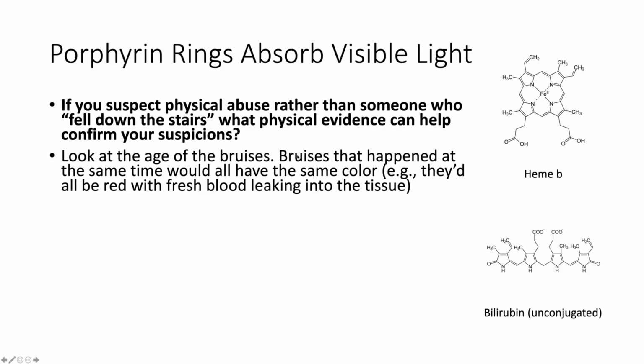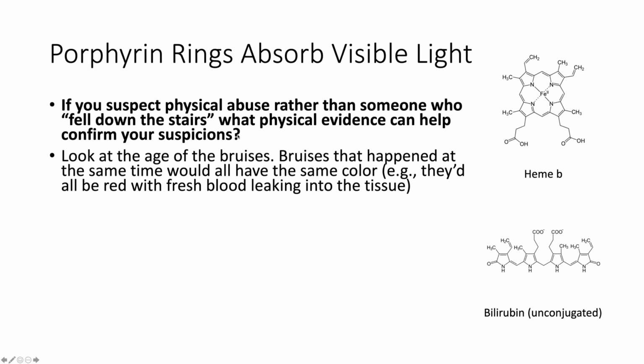So when you bleed into your skin, the breakdown of that blood is going to follow a very stereotyped process, right? Meaning if I have 5 bruises all at the same time, they should all look the same as they progress. So if you just fell down the stairs one time and got a bunch of bruises, then all of your bruises would be the same color. They'd all be red. However, the thing that you should look for in physical abuse is look at the age of all of the bruises.